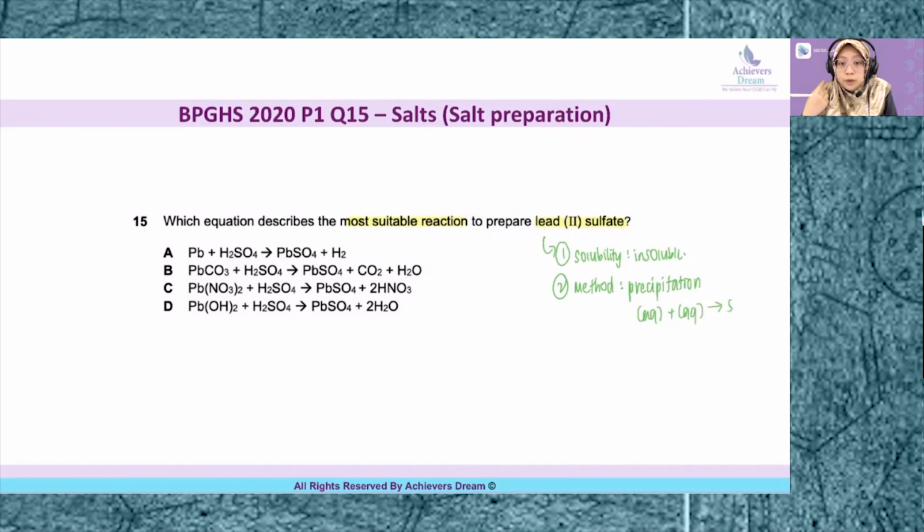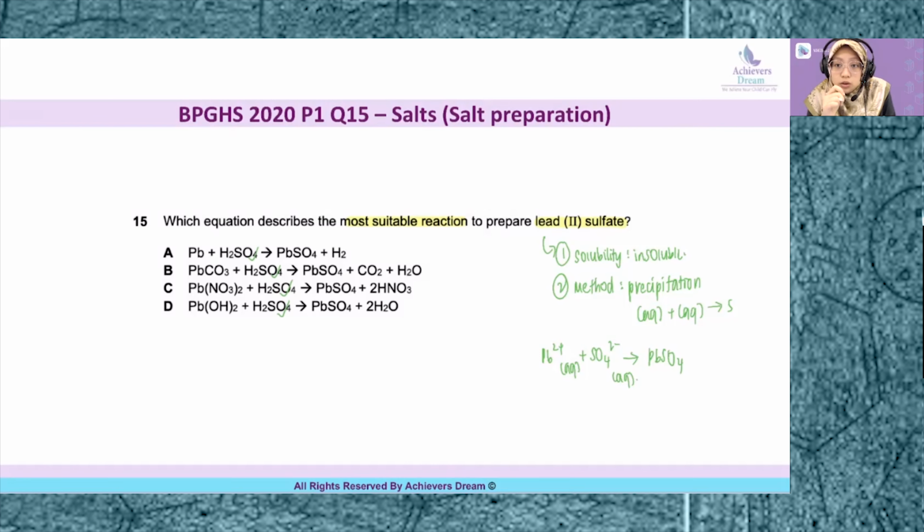So if I want to prepare lead(II) sulfate, I need two solutions. One solution must contain lead(II) ions and the other must contain sulfate ions. From the options given, you need to determine the solubility. All of the solutions containing the anion are sulfuric acid, H2SO4, which is soluble, so this is okay. It is the source of lead(II) ions that we need to consider.